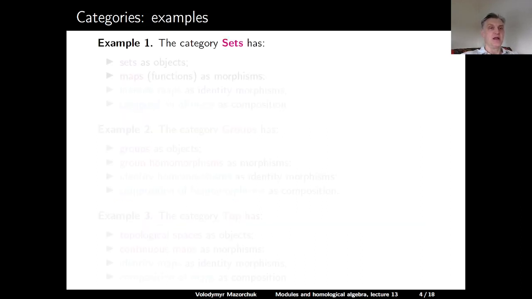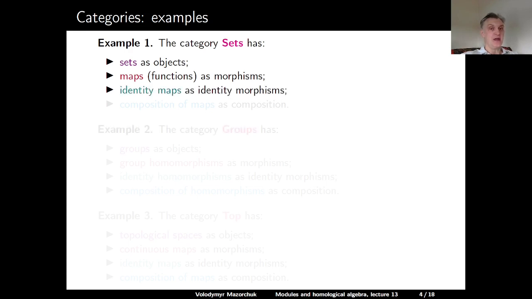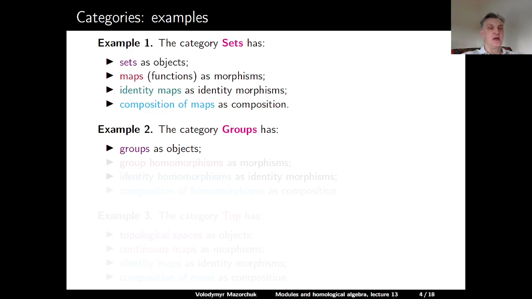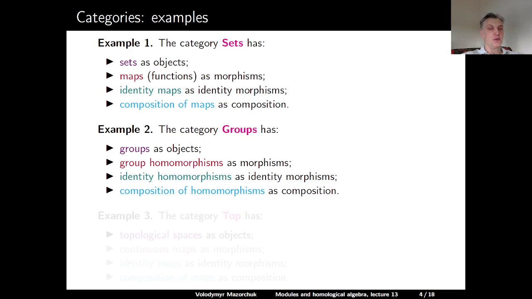Here are some examples. Example 1, we have the category Sets, which has sets as objects, maps between sets, or alternatively we call them functions, as morphisms, identity maps as identity morphisms, and composition of maps as composition in this category. Example 2, we have the category Groups, which has groups as objects, group homomorphisms as morphisms, identity homomorphisms as identity morphisms, and composition of homomorphisms as composition of morphisms.